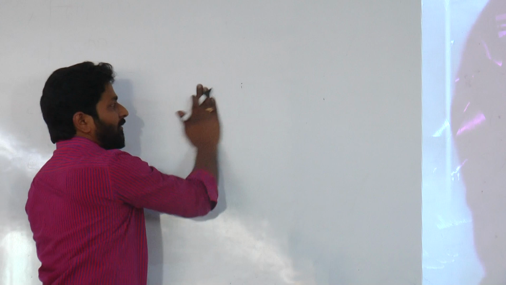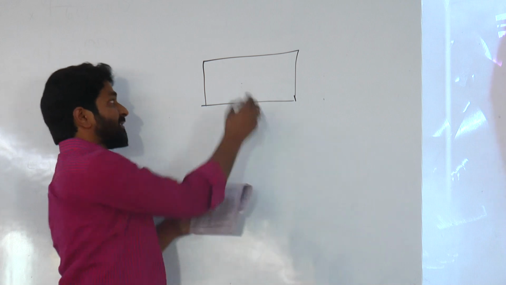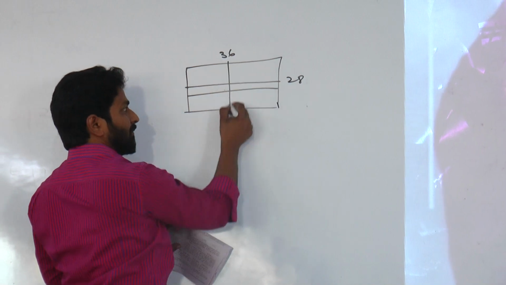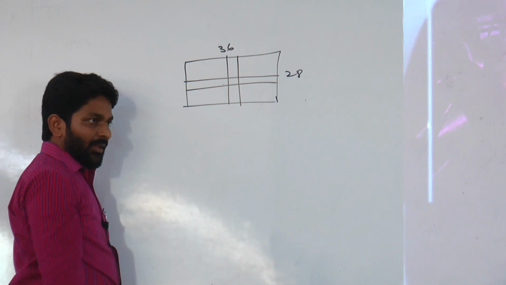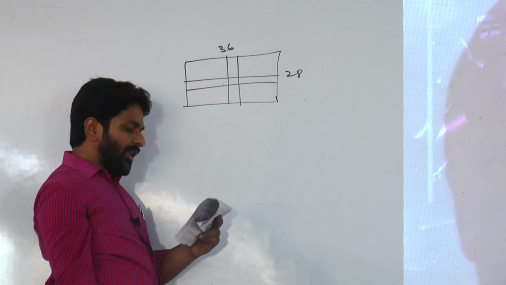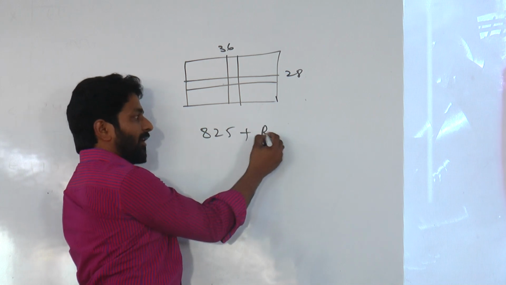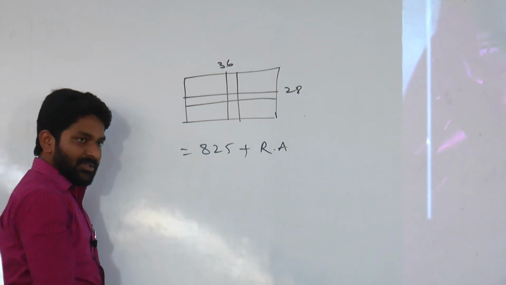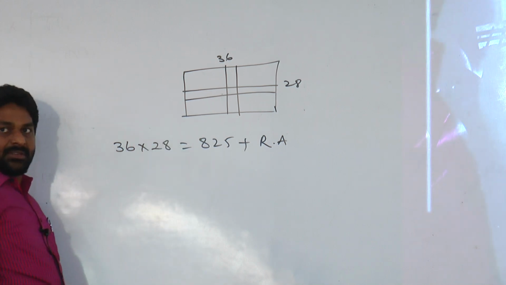Now your question is the third one. You have a rectangular plot here whose length and width are given as 36 and 28 meters. You have a road here and the other area is given as lawn area. So lawn area plus road area should be equal to plot area. Lawn area is 825, plus road area, and that should be equal to the product of these two numbers, 36 into 28.